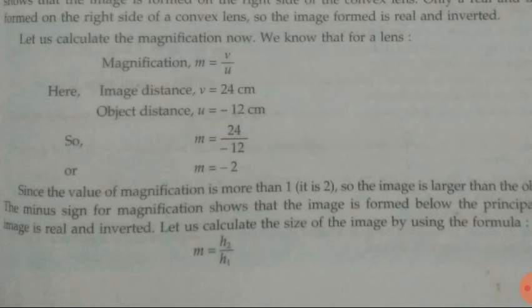After that, we know that magnification m equals v upon u. By putting the values of v and u, we get m equals minus 2. Again, magnification has another formula, m equals h2 upon h1.